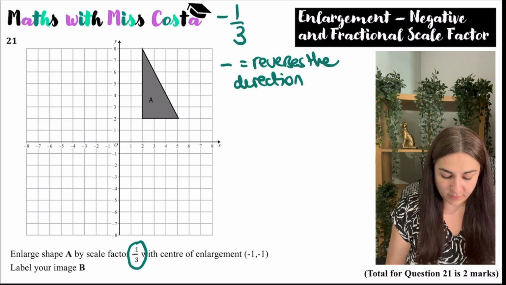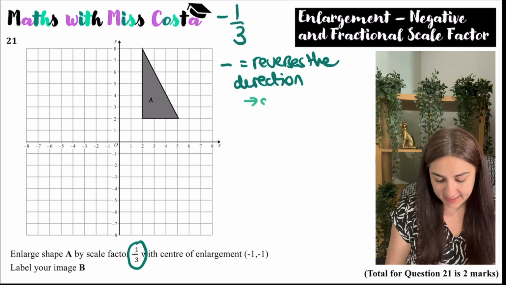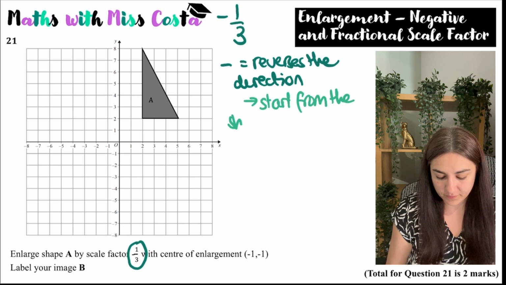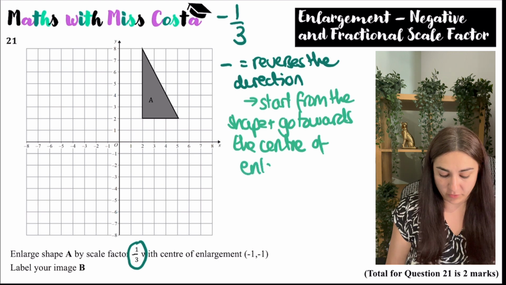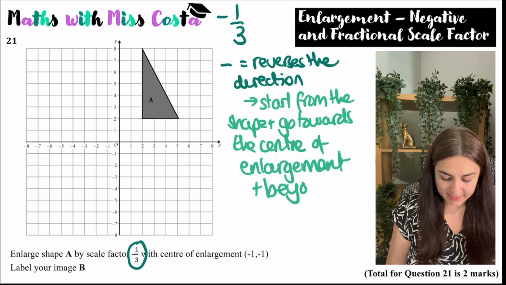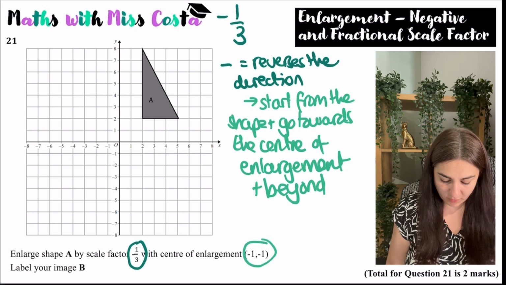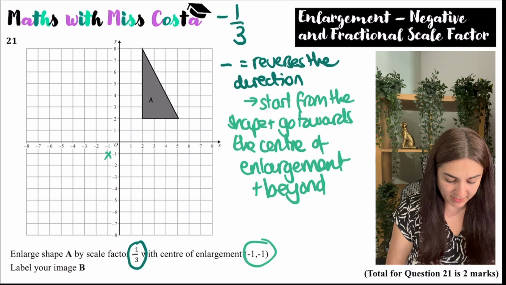But what we're doing when we reverse the direction is we start from the shape and go towards the center of enlargement and beyond. So we're essentially reversing the direction. So let's first plot our center of enlargement, minus 1 over here.